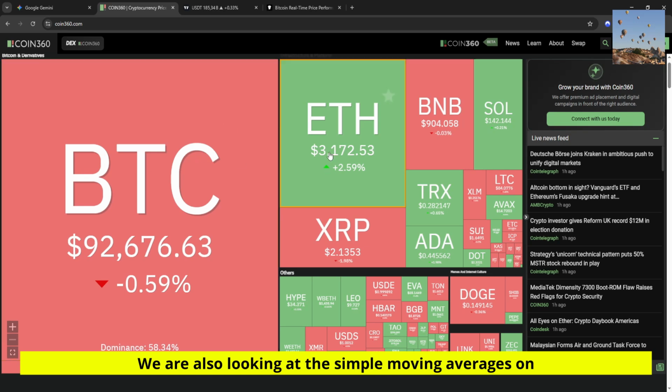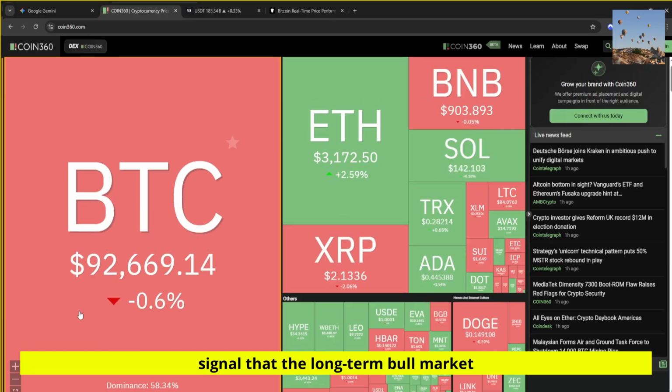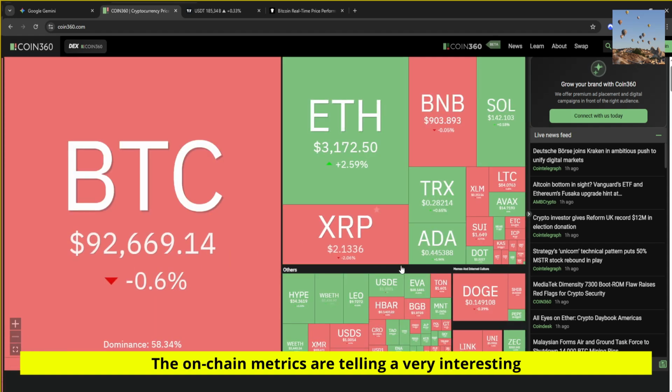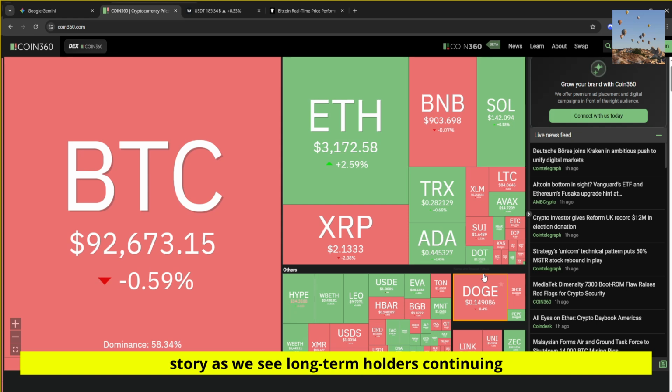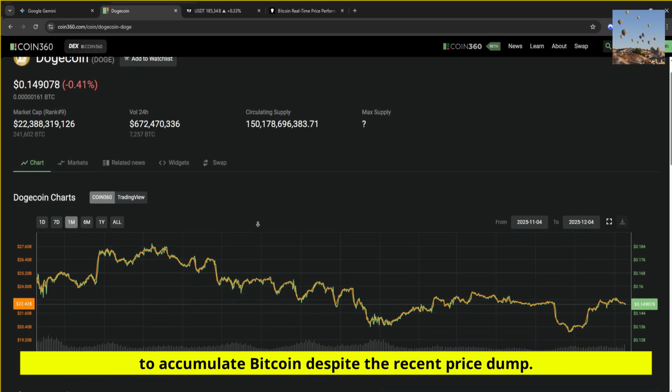We are also looking at the simple moving averages on the weekly chart, and the price is fighting to reclaim the 50-week moving average. A weekly close above this level would be a definitive signal that the long-term bull market is back on track. The on-chain metrics are telling a very interesting story, as we see long-term holders continuing to accumulate Bitcoin despite the recent price dump.